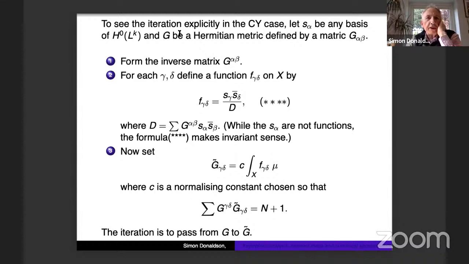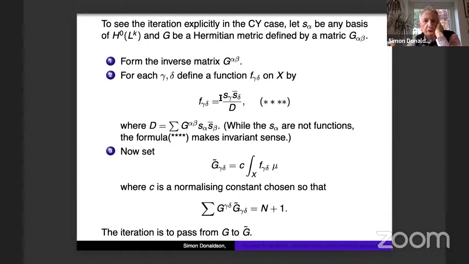So we're fixing k, we take any basis for the space of holomorphic sections, and suppose we start with a Hermitian metric on this space. So it's a matrix, sorry, there's a misprint there, G alpha beta. First step, invert that matrix. So this corresponds to going to the dual space.